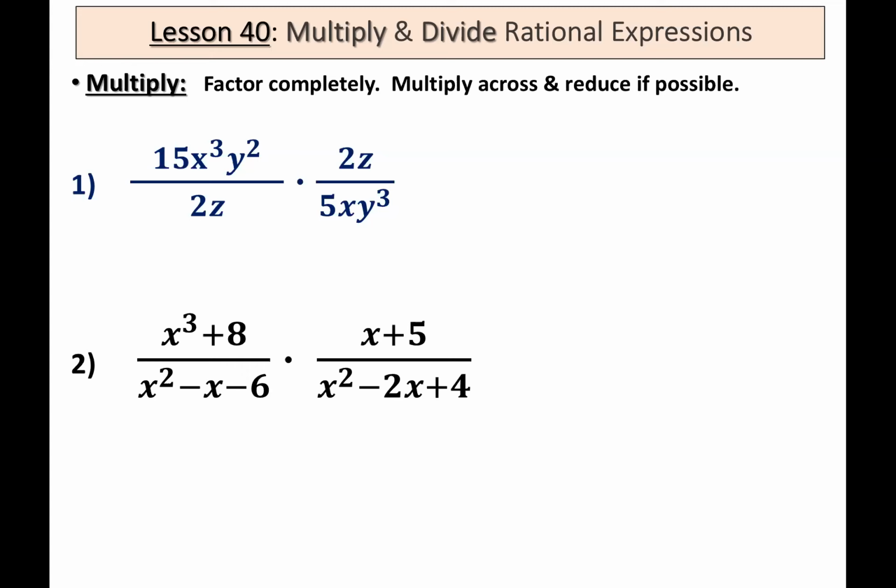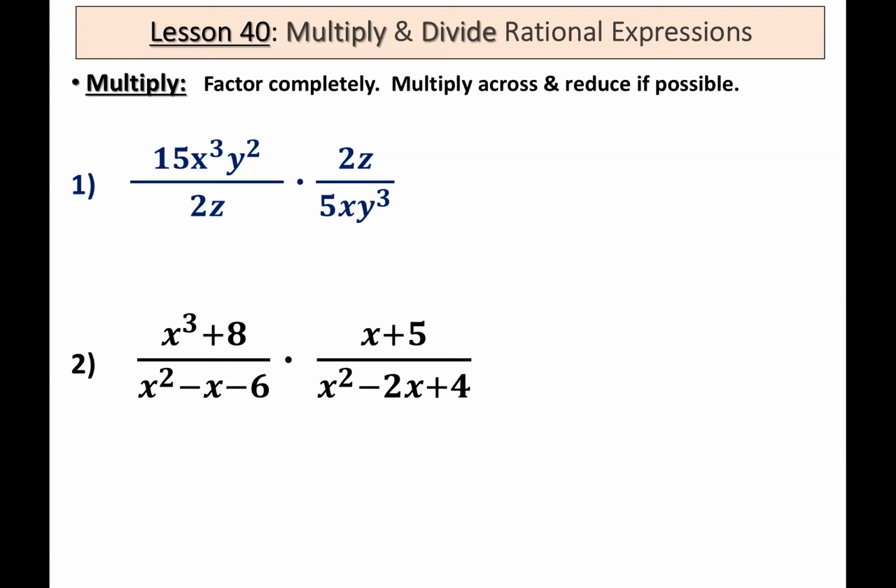So remember, a rational expression is basically a fraction. Rational refers to ratio, which is another word for fraction. So when we multiply fractions, we multiply across and we reduce if possible. And that is the same whether you're multiplying something like 2/5 times 1/3 or multiplying more complicated fractions or rational expressions as we have in these examples.